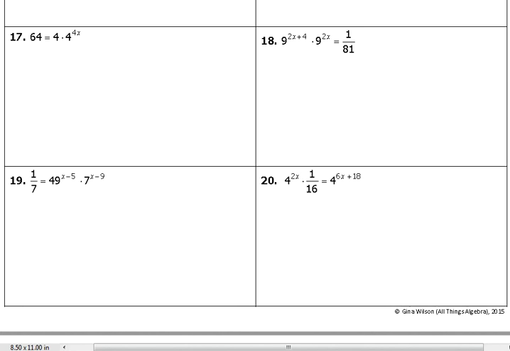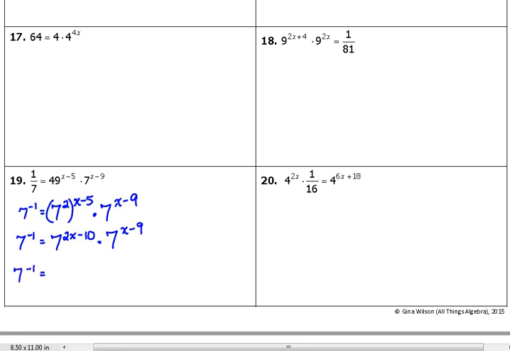So let's go ahead and fix that left side too, right? That would be 7 to the negative 1 is equal to 7 squared to the x minus 5 times 7 to the x minus 9. You got to combine that stuff on the right side first. Can't just set the exponents equal to each other yet. We need to distribute that 2x minus 10. And then we can add those exponents since we're multiplying their bases.